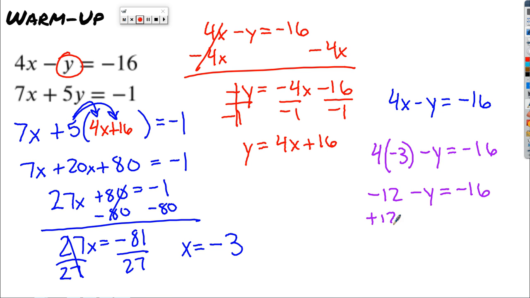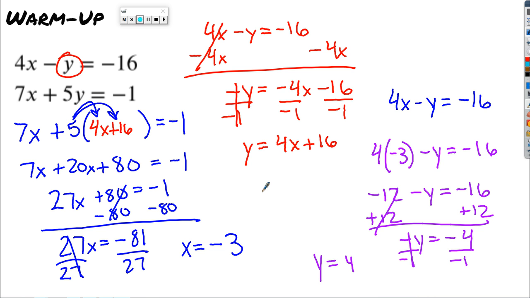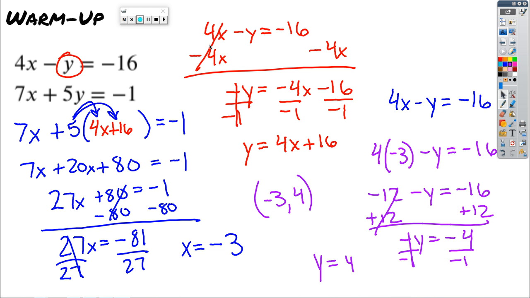So I'm going to add this 12 over here. What's going to happen is -y equals, since they're opposites, I'm going to subtract, so that's going to give me a -4 here, since I have more negatives with the 16. Same thing, I'm going to divide by -1. And then y is going to equal a positive 4. So that means my solution for this: my x is -3, my y is 4, and that's my answer for the system using substitution. Okay.